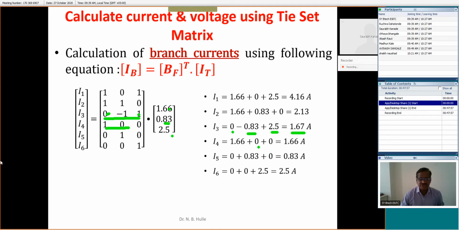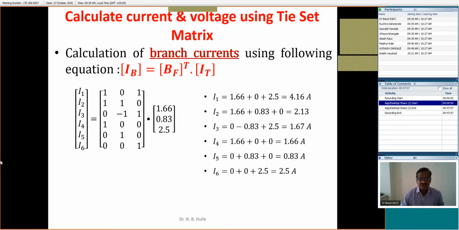1 into 1.6 plus 0 plus 0 is this value, 1.6 amperes. Is it right? Similarly, the multiplication of this row and this column: 0 into 1.6 is 0, 1 into 0.83 is 0.83, 0 into 2.5 is 0. And this value is 0.83 amperes.